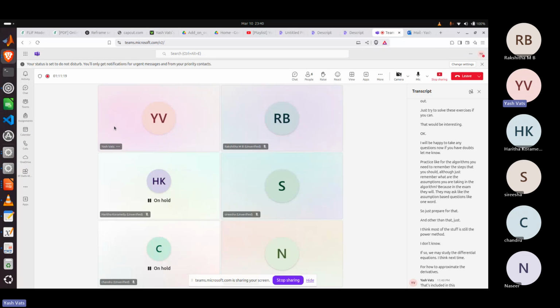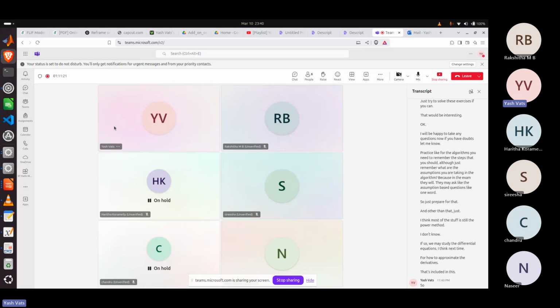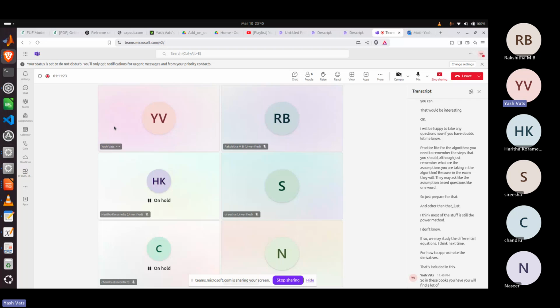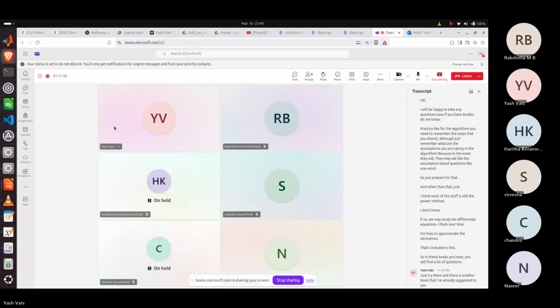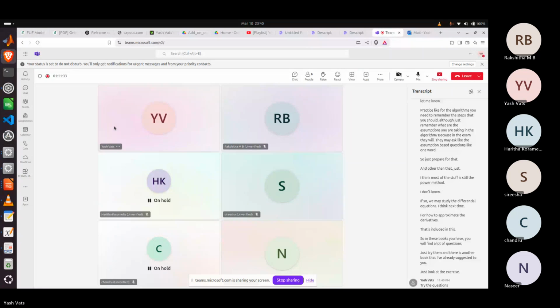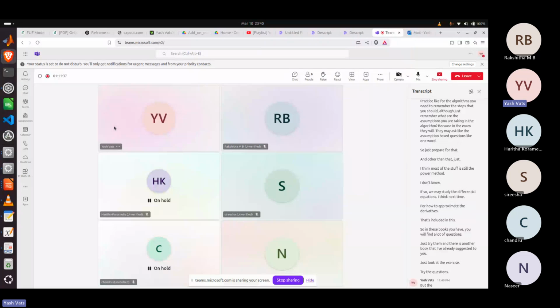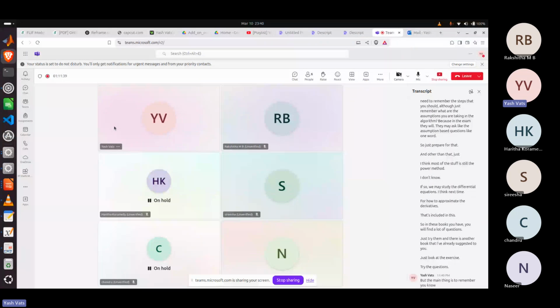In these books you will find a lot of questions. Just try them, and there is another book that I've already suggested to you. Just look at the exercises and try the questions. But the main thing is to remember what is going on in the algorithm.